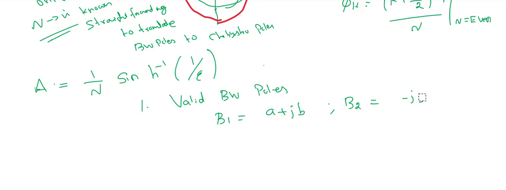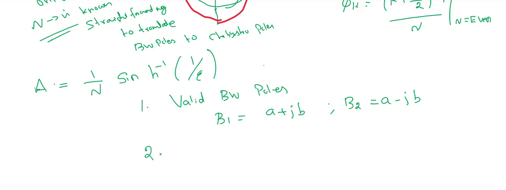C and D we will take. Okay, C plus, A plus, okay, we'll take the same. A plus jB, A minus jB, the Butterworth poles.